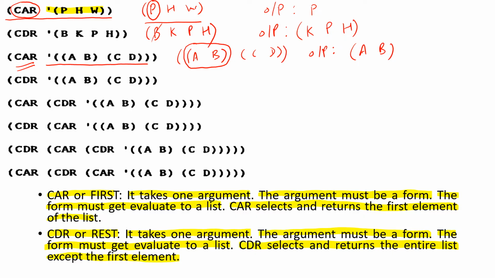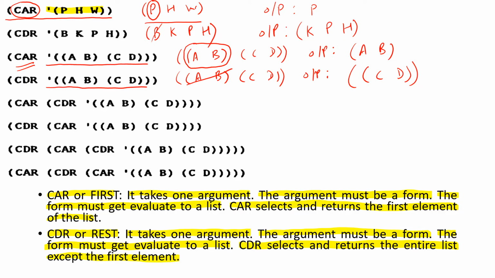Likewise, for this same list, this whole thing will evaluate to the list which contains two lists. What does CDR do? CDR selects and returns the entire list except the first element. So you just skip the first element of the list. Now if you skip the first element, the output will be a list which contains a list CD.